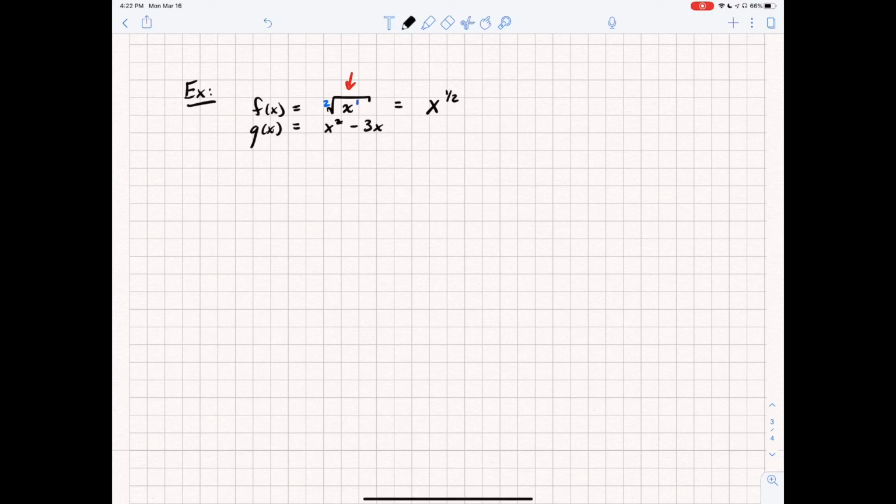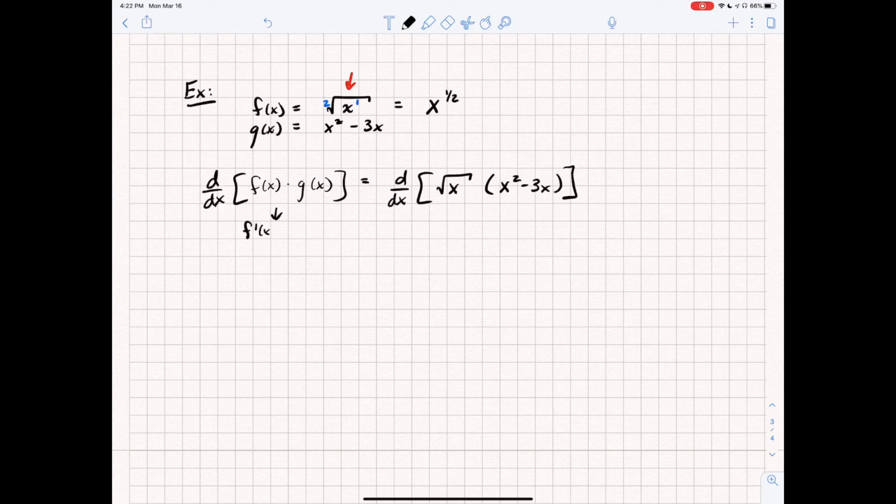All right, and so let's first look at if I want to do the derivative of f of x times g of x. So this is trying to find the derivative of the square root of x times x squared minus 3x. So it could look something like this in the grand scheme of things. So when I want to derive something like this, we're going to follow the product rule. Well, the product rule tells me to derive the first. So in this kind of case, the product rule is f prime times g plus g prime times f.